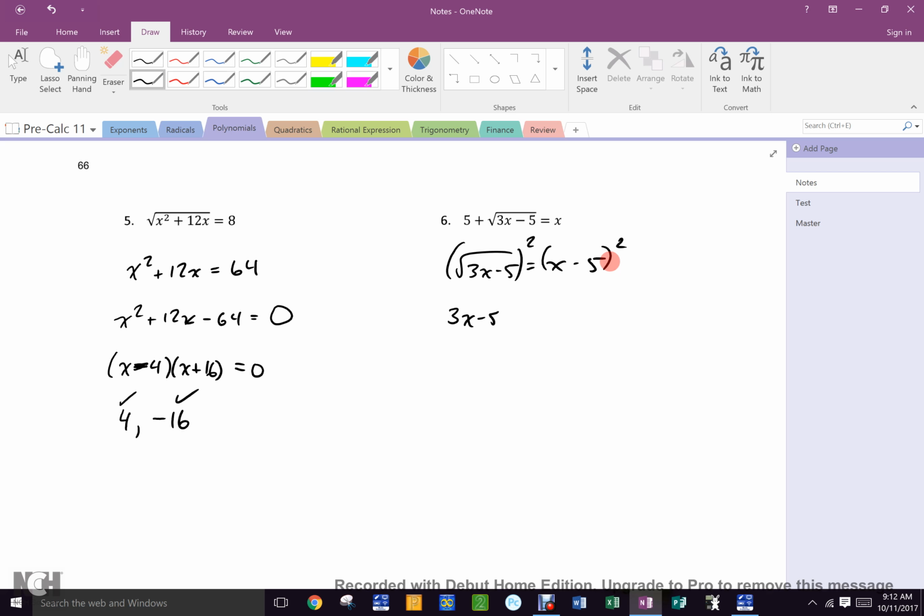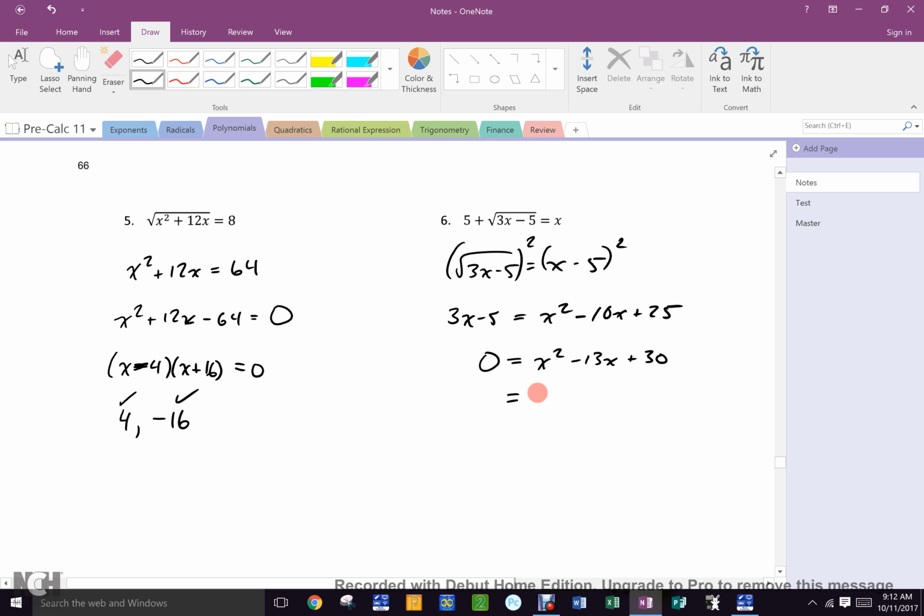Right? Squaring a binomial is FOIL. That's why we practiced it again at the beginning of this unit. So that is x squared minus 10x plus 25. Now what? Yep, collect your like terms. 0 equals x squared minus 13x plus 30. Now what?